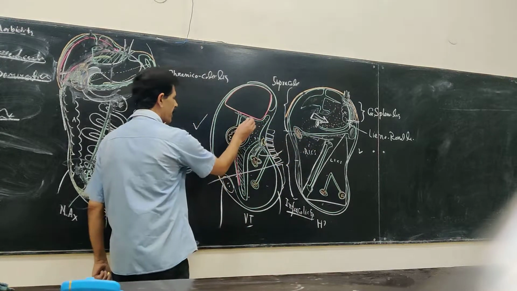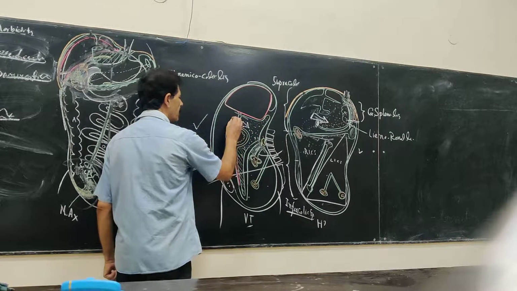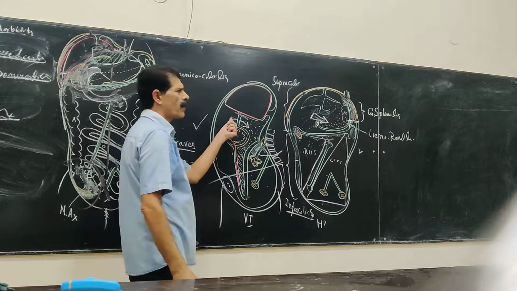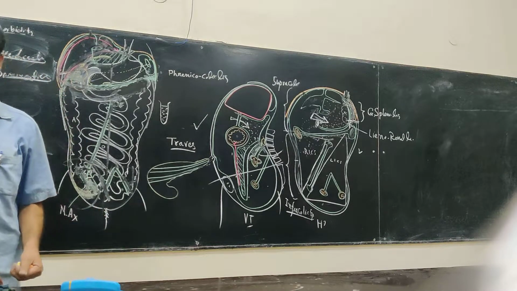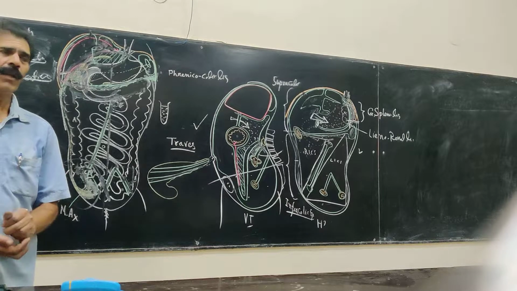So from the greater sac I can go into the lesser sac. This arrow is showing that. So you have to make the arrow also whenever you do the lesser sac. This arrow represents the foramen of Winslow. You have to explain what the foramen of Winslow is. Just naming it is not giving you the marks.